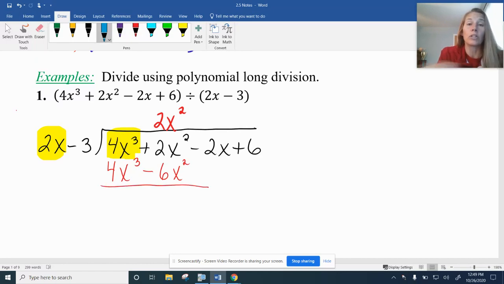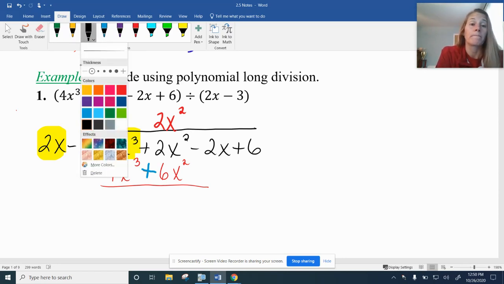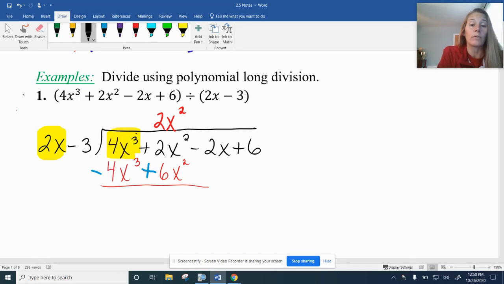Now, just like in traditional long division, you would have to subtract now. Well, I'm subtracting my 4x cubed, but when I subtract this -6x squared, it's going to become a positive. Okay, so now when I do those first two, they should cancel out. And then 2x squared plus 6x squared would leave me with 8x squared, like terms there. And then I would carry down that next term, which is the -2x.